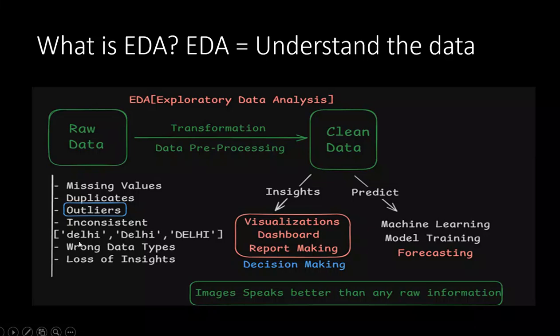Say, for example, you see Delhi and delhi. All the words are the name of the city, but with different characters, uppercase and lowercase. Then there are wrong data types and loss of insights. When you have clean data, you can give insights. You can prepare visualizations, dashboards, and reports, and make decisions. And then you can predict the future, that is machine learning, model training, and forecasting. As we already know, an image speaks better than any raw information.